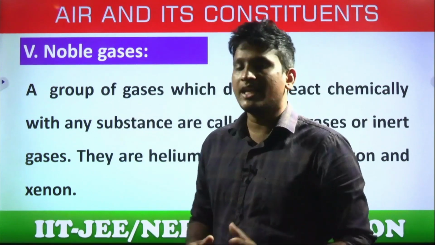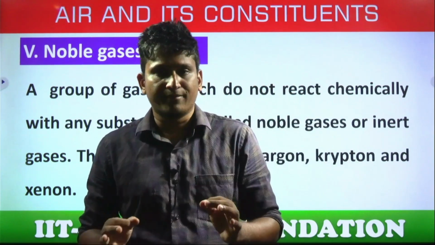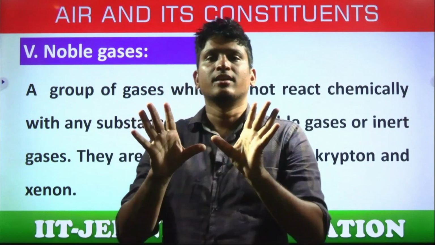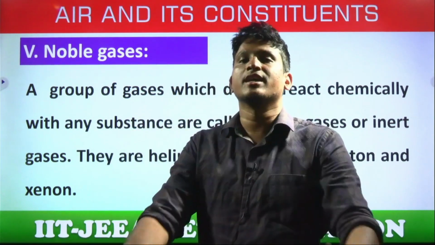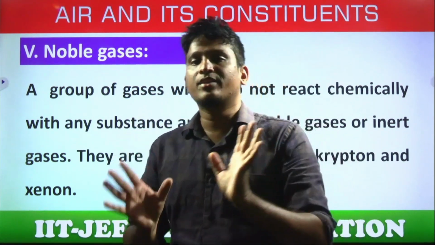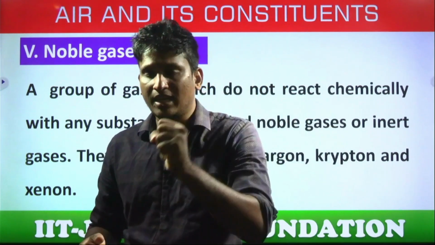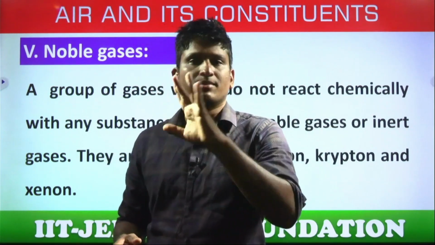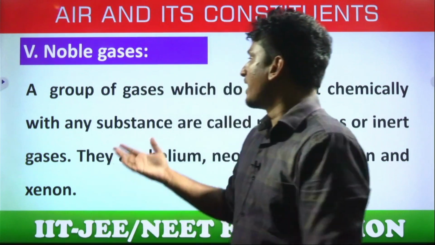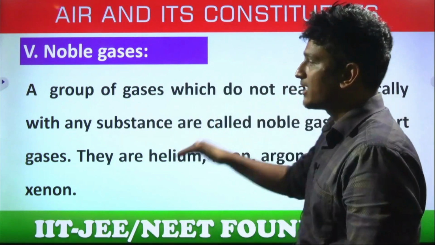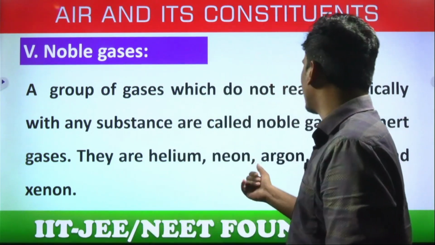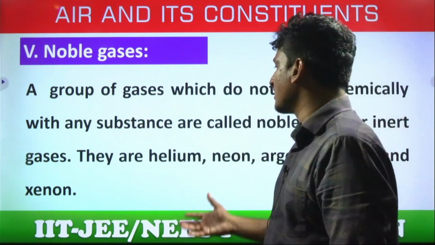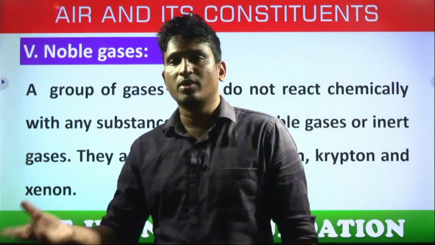They are completely unreactive because they have completely filled valency shell configurations. They all have 8 electrons in their valency shell. That's why they're completely unreactive. There are some exceptions also, like xenon. So a group of gases which do not react chemically with any other substance are called noble gases or inert gases. They are helium, neon, argon, krypton and xenon.